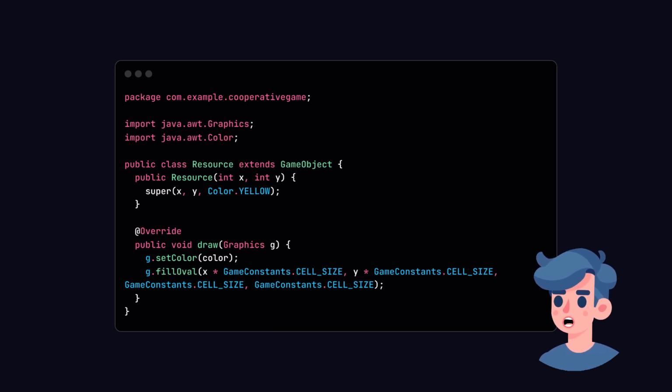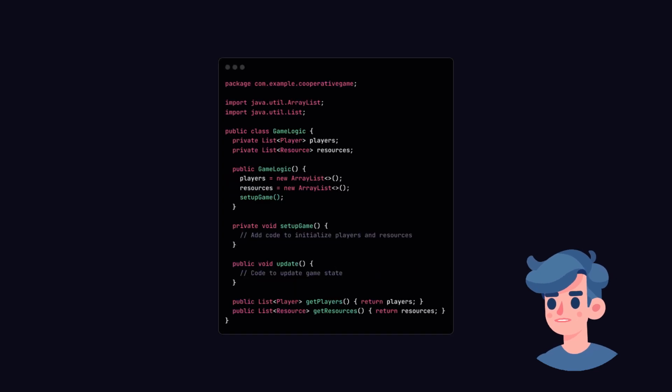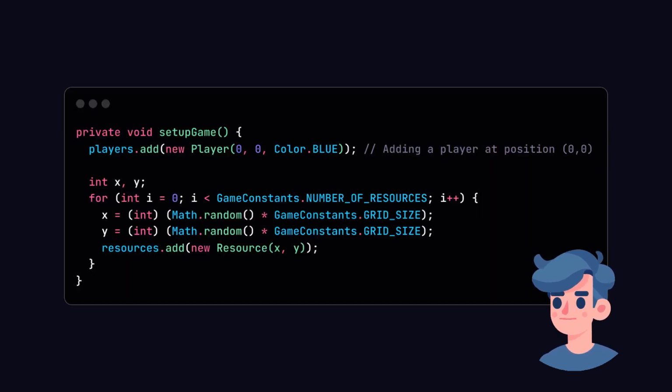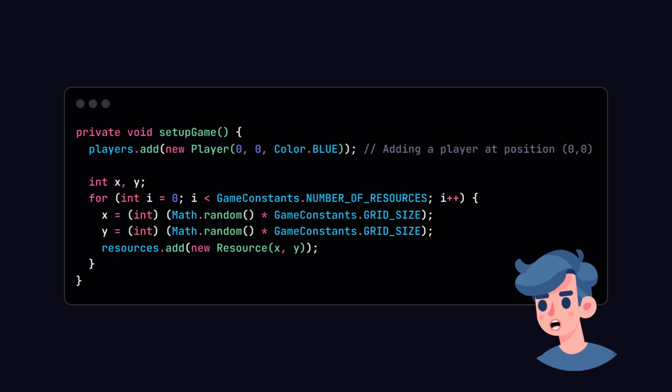Now it's time to add the Resource class, which will also extend GameObject. The Resource class represents the resources that players can collect. We will represent them as yellow circles on the grid as indicated in the draw method. Now let's implement the GameLogic class, which will manage the game state, including players and resources. The GameLogic class maintains lists of players and resources. It will also have methods for updating the game state and setting up the initial game conditions.